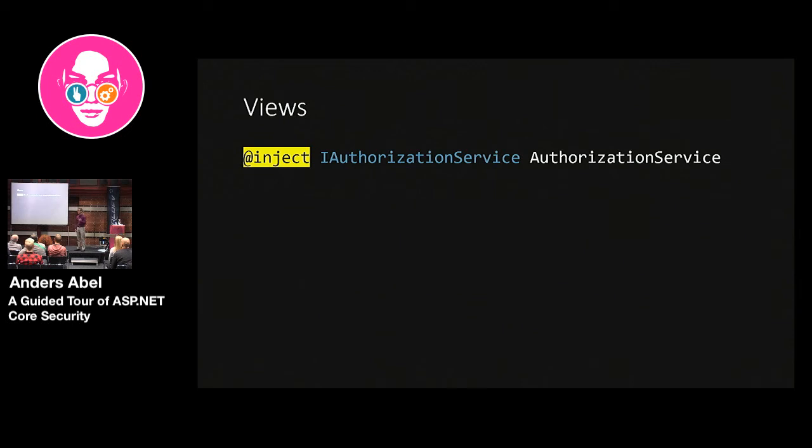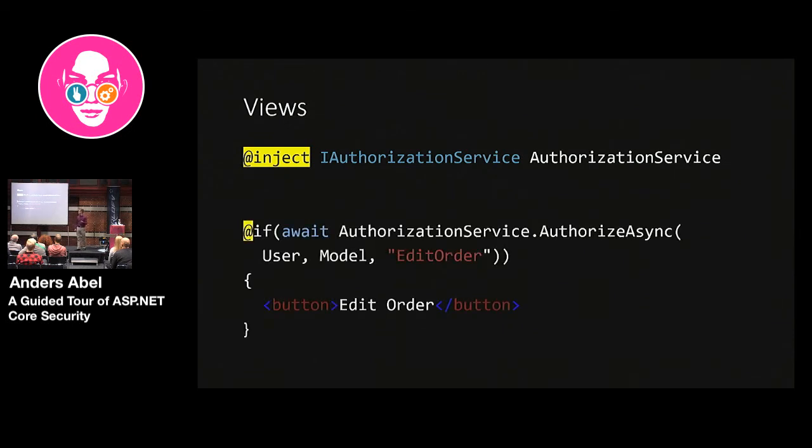And here I can use the same policy from my Razor view. I can inject the authorization service to the Razor view, and then I can call that policy. So I never risk getting those out of sync, because it's so frustrating for a user if the edit button exists, but you're then denied when you try to use it.